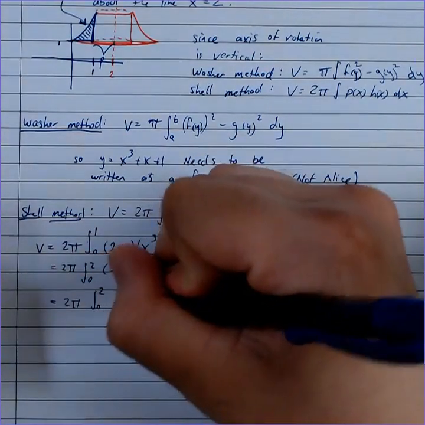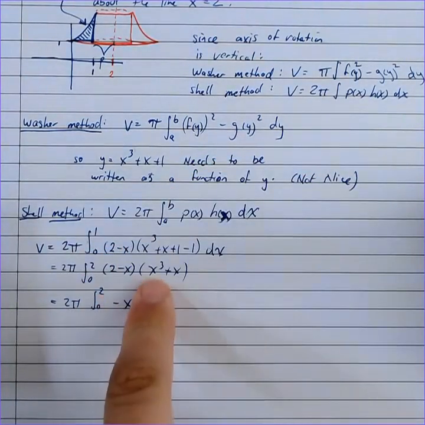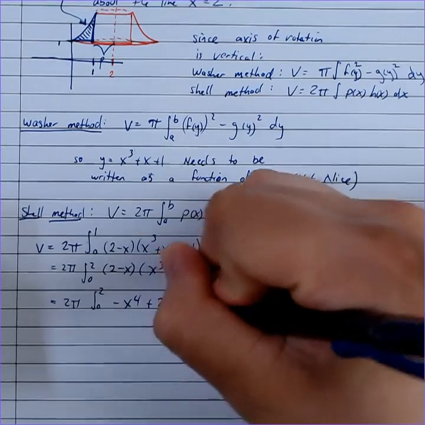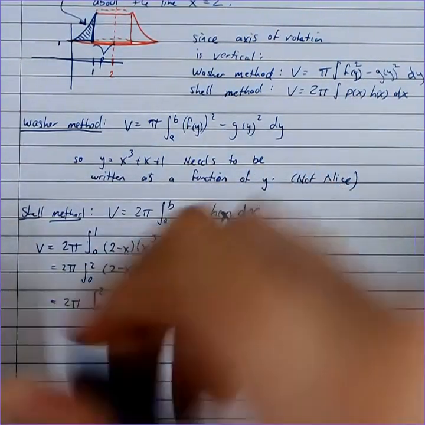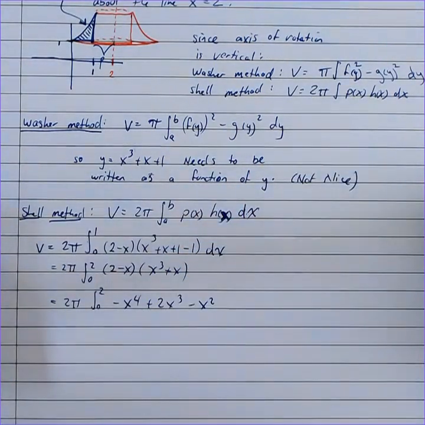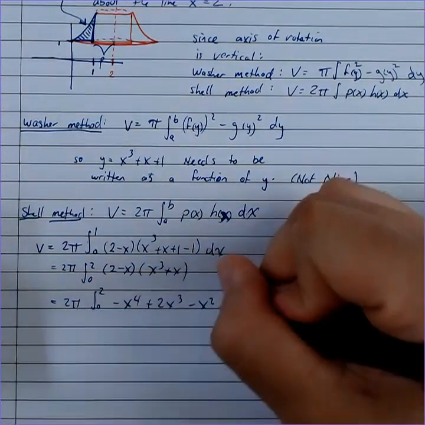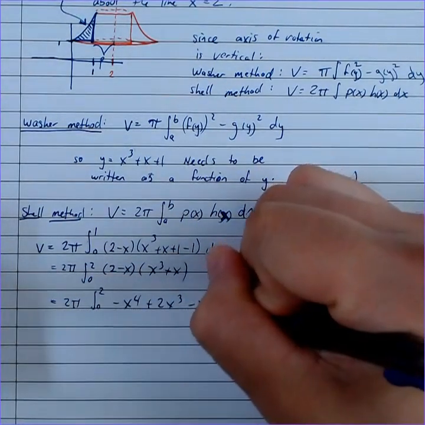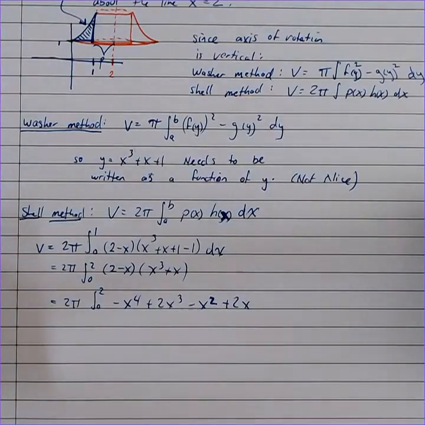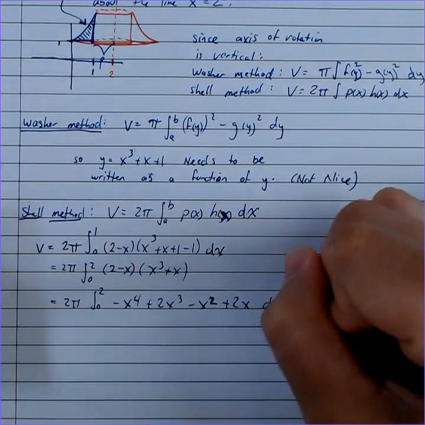negative x to the fourth, and then that's going to be plus 2x to the third, minus x squared, and plus 2x. Looks like that. And now we can integrate and get our result.